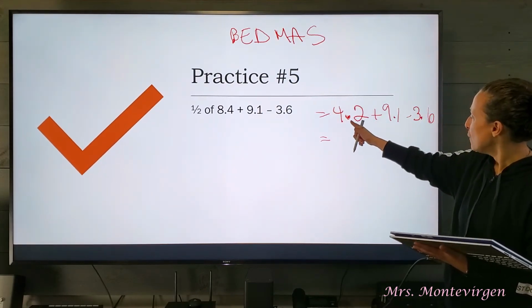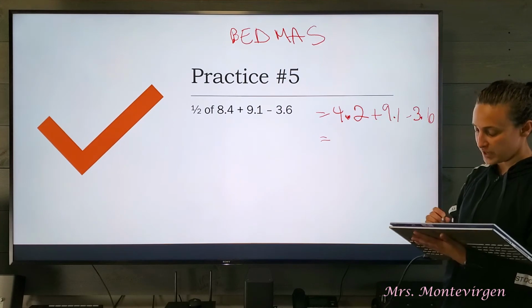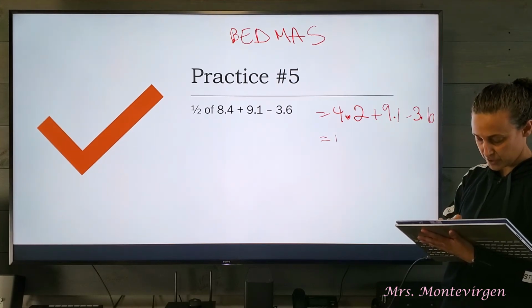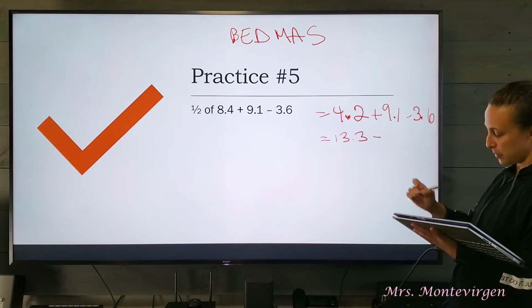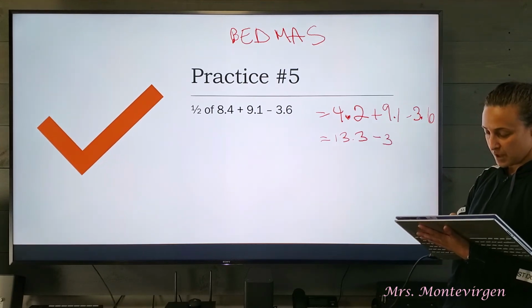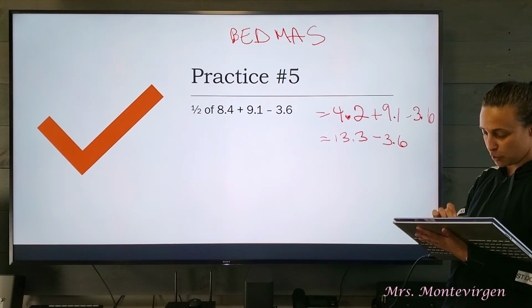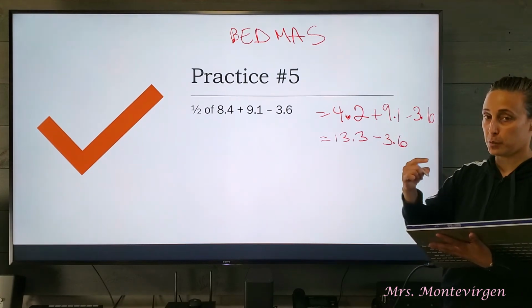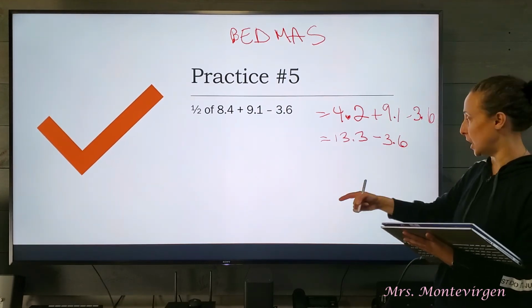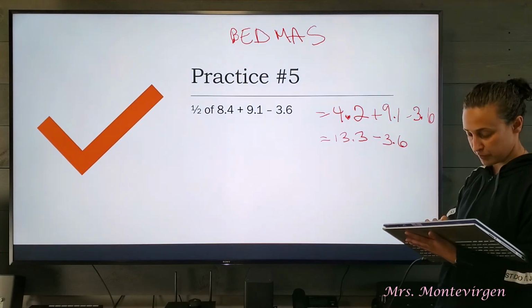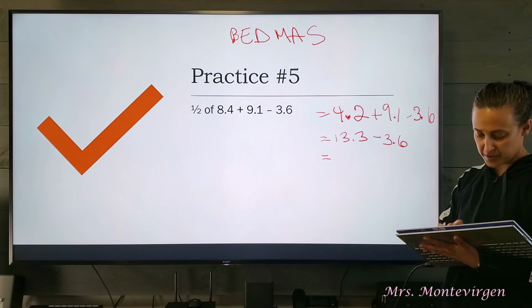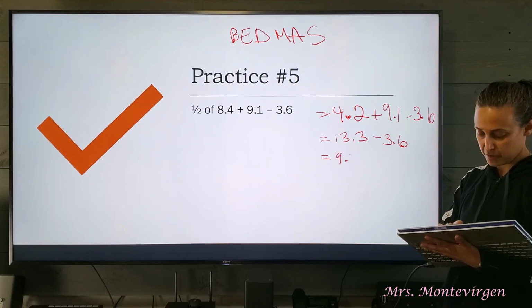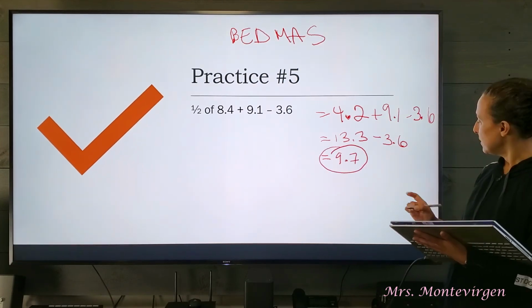So in this case, 4 and 2/10 plus 9 and 1/10 is first, so that is going to be 13 and 3/10. And then I'm going to take my 3 and 6/10 down. I'm not going to ignore it because I know that's an operation, but I have to remember my rules, one operation per line. So that's my next part of my equation. And if I do 13 and 3/10, subtract 3 and 6/10, I'm going to get an answer of 9 and 7/10.